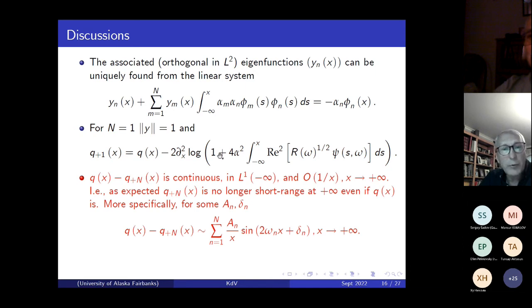And if you compute the asymptotics of this function when x goes to infinity, then it would be a sum of Wigner-von Neumann type potentials. And the difference is also continuous. So while Q of x need not be continuous, the difference between the two is continuous. And it's also integrable at minus infinity, but behaves as 1 over x, as this shows, at plus infinity.